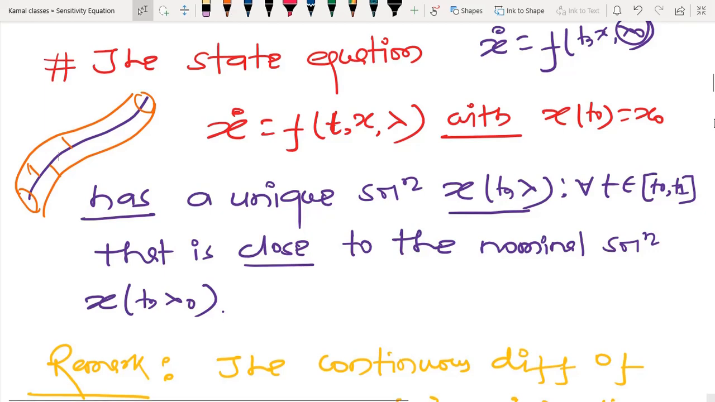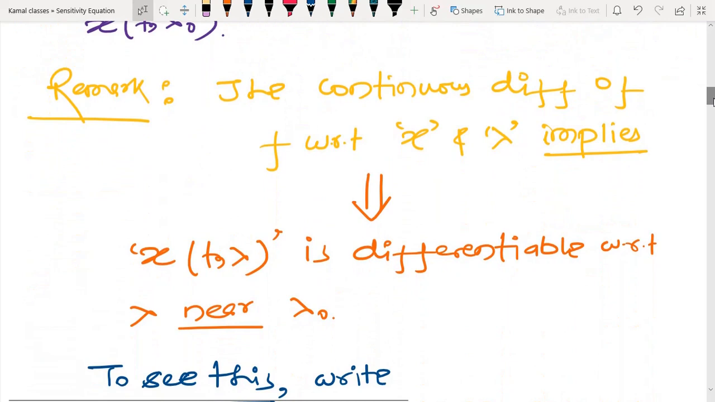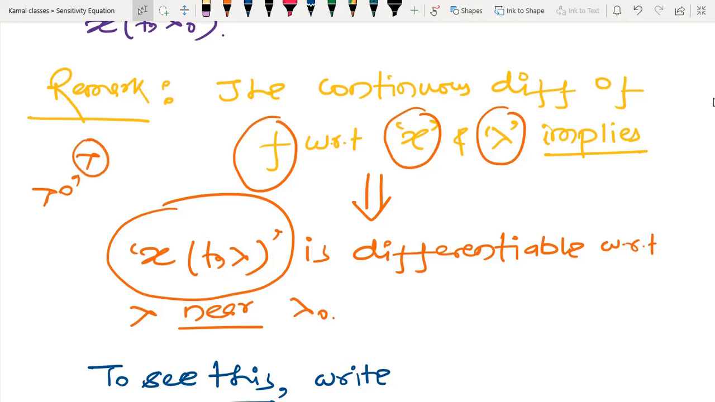Okay, now one more thing you can see here, since I am assuming this function f is differentiable with respect to x and lambda, then it is possible to show something about the solution when the parameter changes. Initially the vector field is a function of lambda 0, now it is a function of lambda. So with that perturbation I have a solution.